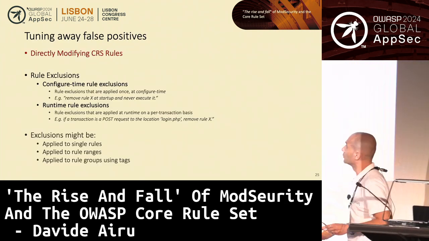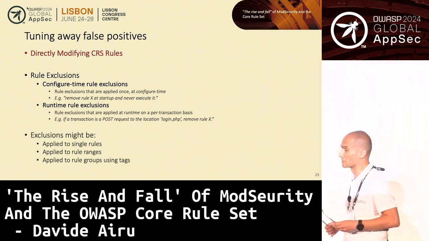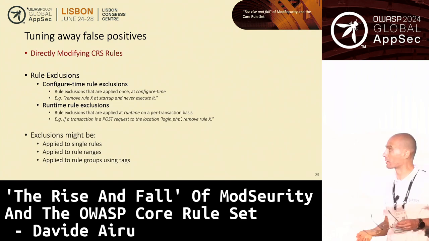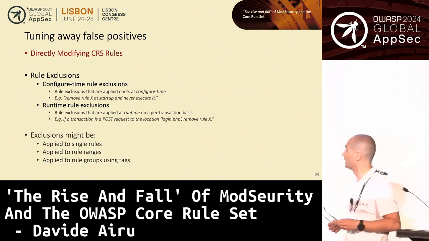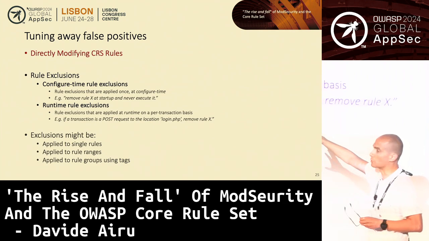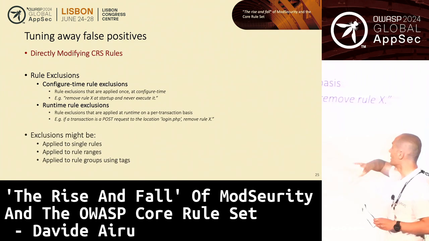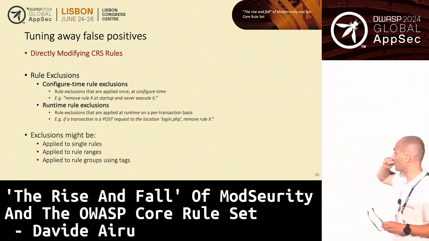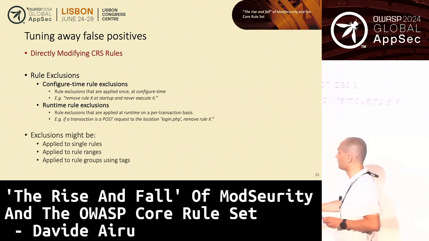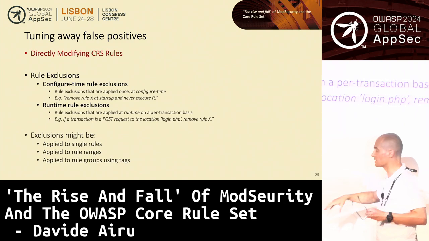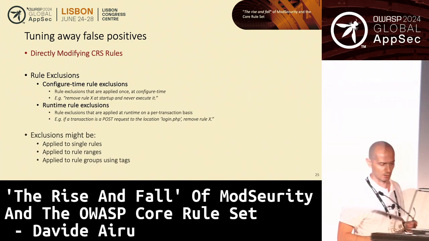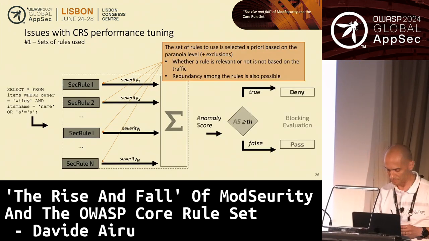So what do you do to turn away false positives? It's written in red because it's not recommended: you could eventually directly modify the rule set. But what you could typically do is configure exclusions that may be runtime or eventually permanent exclusions. And you also have the chance to work on single rules, on rule ranges, or using tags that are supported by the rules, to define kinds of policies.